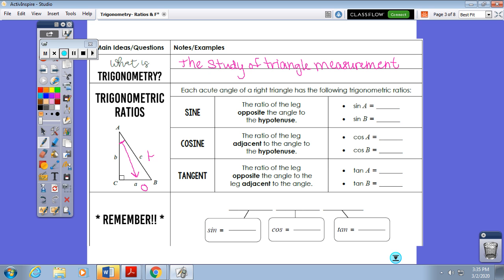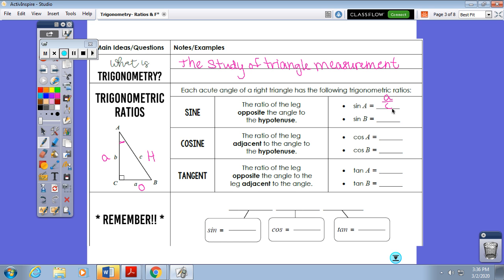This is always the hypotenuse. This would be your adjacent if we're standing at A. So it would be the opposite. If we're standing at A, the sine is opposite over hypotenuse. So it would be A over C.